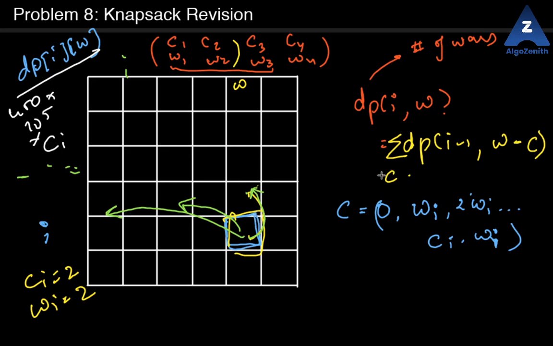So how do you solve the knapsack problem where each instance has some number of occurrences? This is a very standard problem.